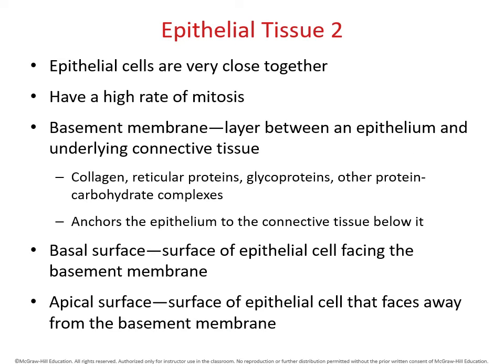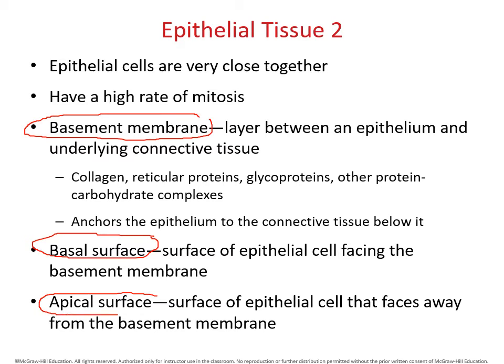Another item about epithelium tissue, as I was mentioning before, is that it will often entail the cells closely intermingling and connecting with each other. By doing so, they create sheets of cells, which are one of the unique characteristics of epithelium tissue. These cells tend to have a high rate of mitosis, and when we take a look at their position, there will often be what we call a basement membrane, a basal surface, and an apical surface.